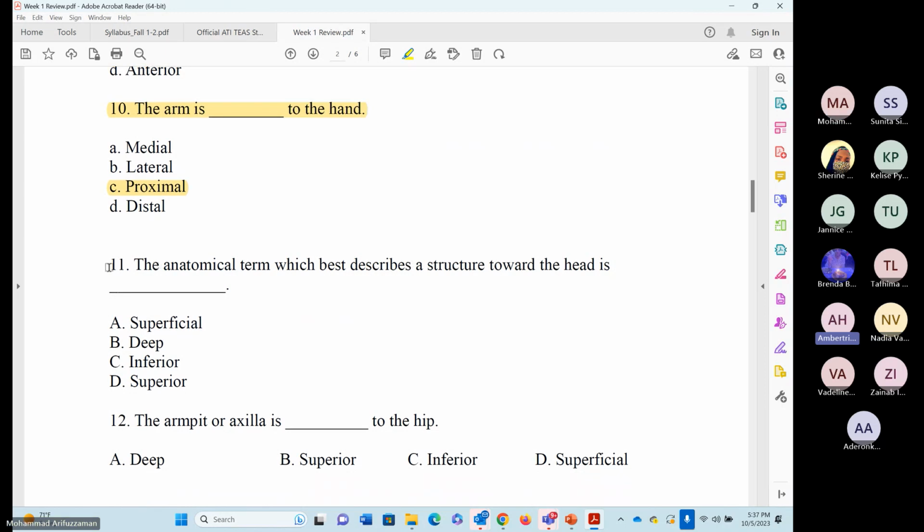The anatomical term which best describes the structure toward the head? Superior. Superior means toward the head.